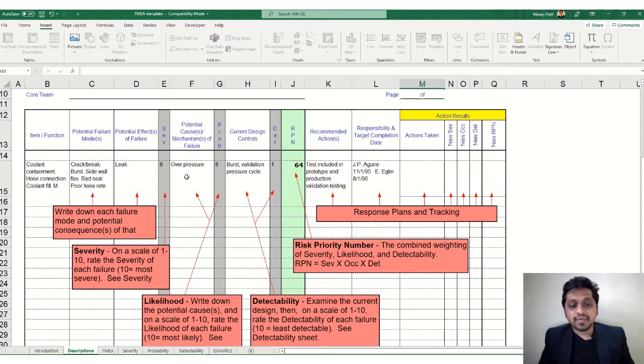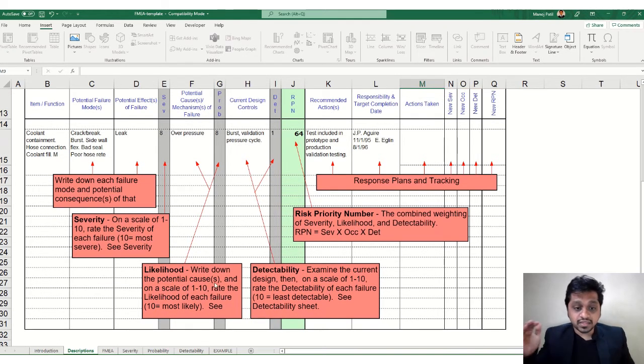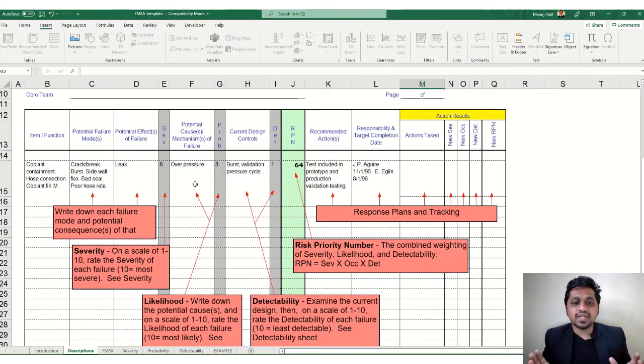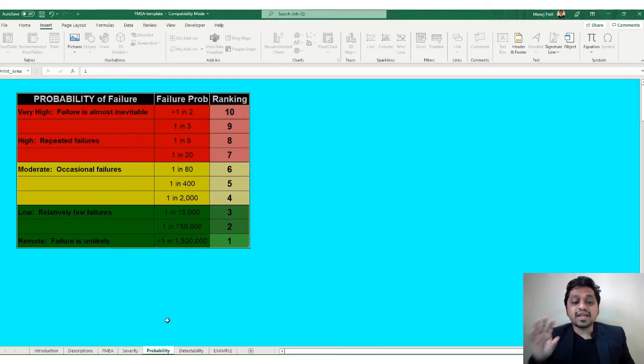Then we have the probability, which is nothing but the likelihood. That means what is the probability of this failure happening. So we have to again scale it from 1 to 10, rating the likelihood of the failure. 10 is the highest, that is most likely. That means this is definitely going to happen, or it is most likely to happen. For that failure we will give a probability number of 10.